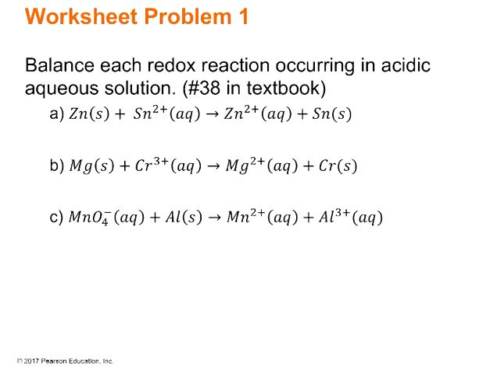Okay, so on worksheet problem 1, you're asked to balance each redox reaction below, assuming that it's occurring in acidic aqueous solution. So I'm going to let you all try this on your own, and I'll post the worksheet key so you can check your answers. And again, you're in acidic solution, so you don't have to do that last step with the hydroxide ions.